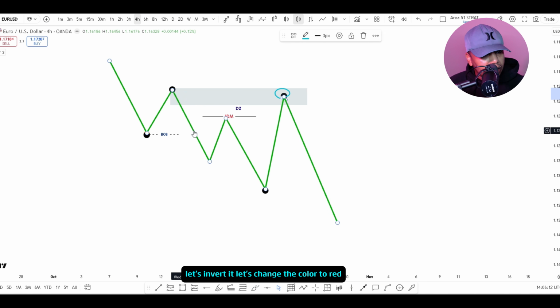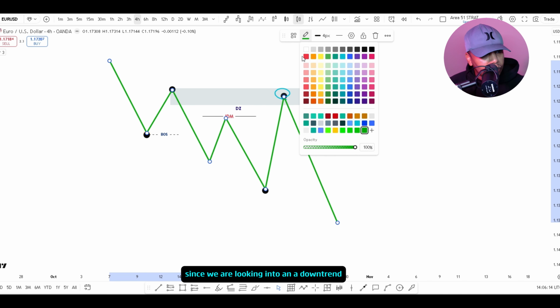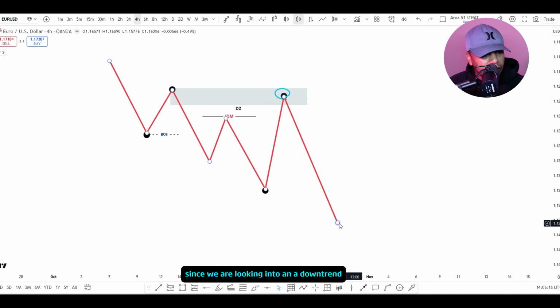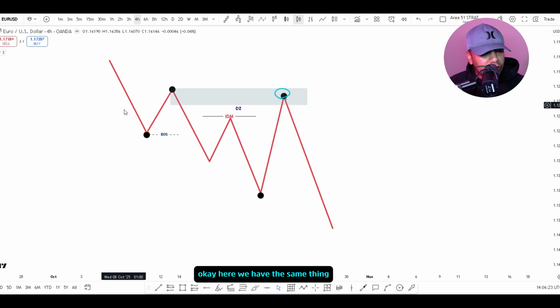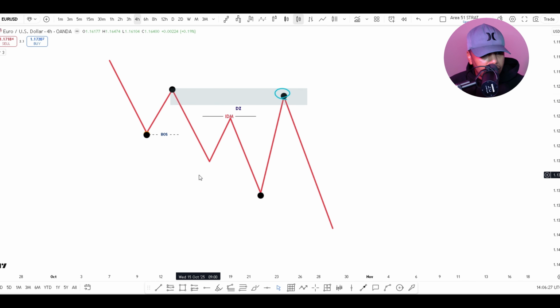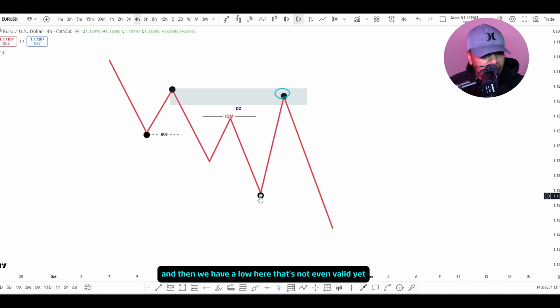Let's change the color to red since we are looking into a downtrend. Okay, here we have the same thing. We have a low, high, lower low. We have the inducement, and then we have a low here that's not even valid yet until we take out the inducement.